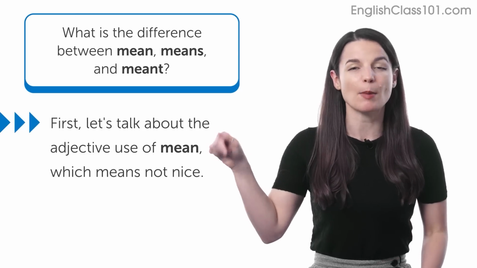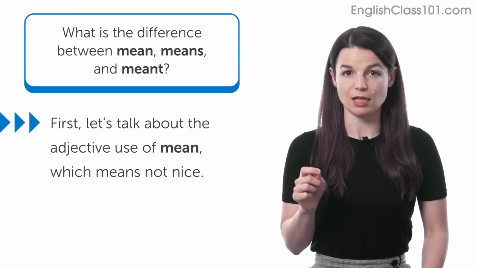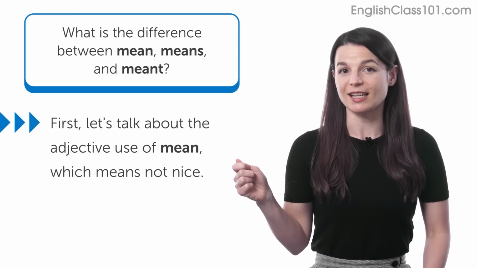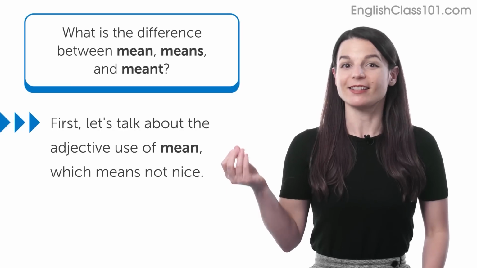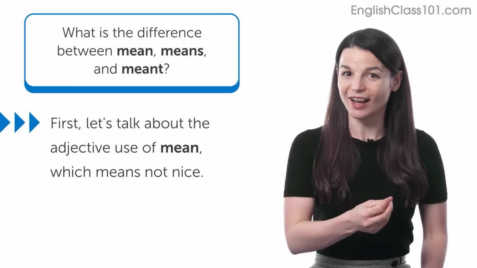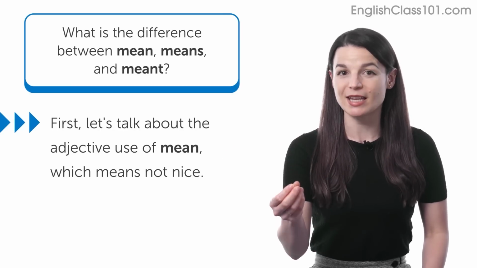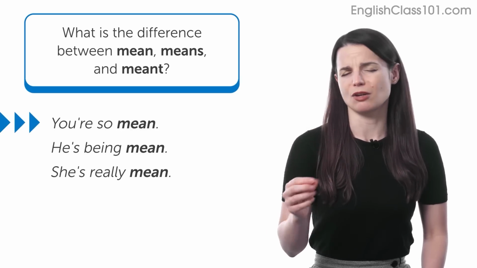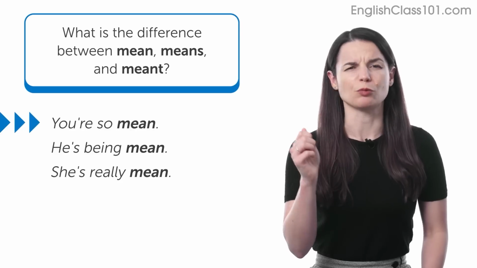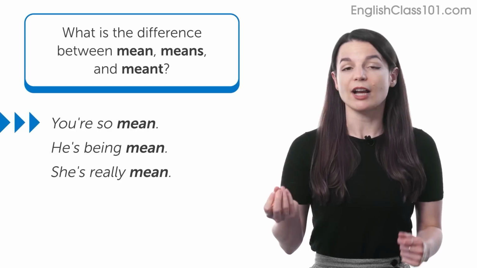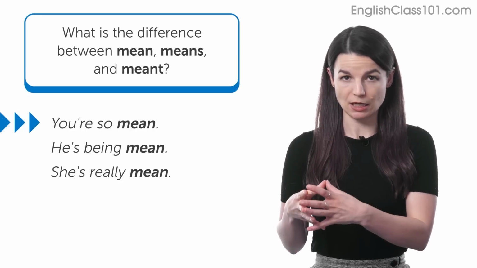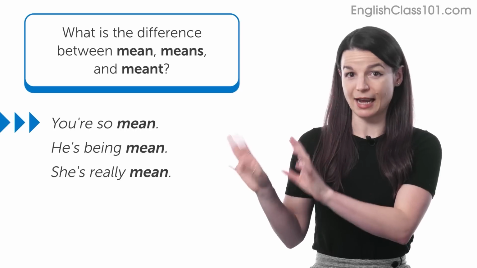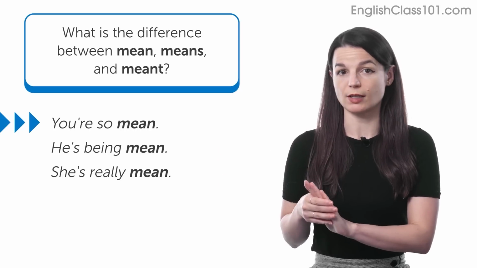So first, let's talk about the adjective of mean. So the adjective mean has the meaning not nice. So someone who is not nice is someone who is mean. This is the adjective use. So in your example, you're so mean, or he's being mean, or she's really mean. These are all adjective uses of the word mean. So this is specifically an adjective. These uses are all adjective uses.